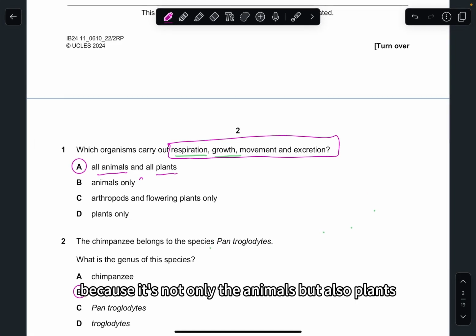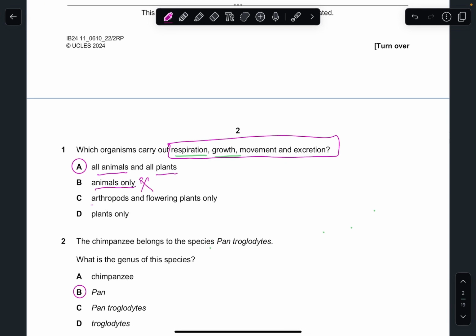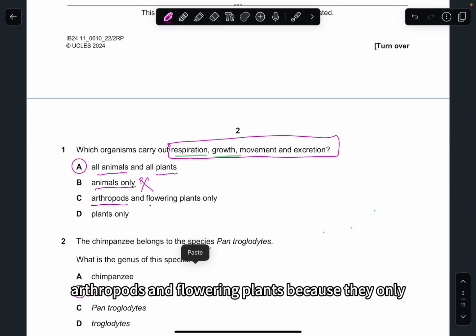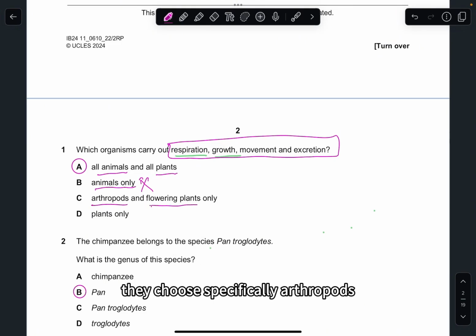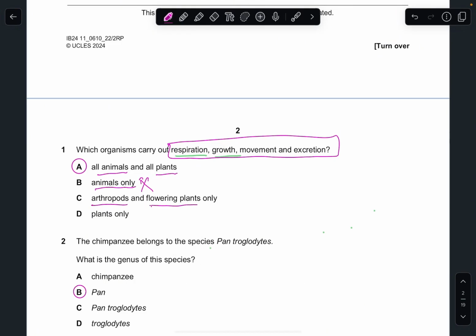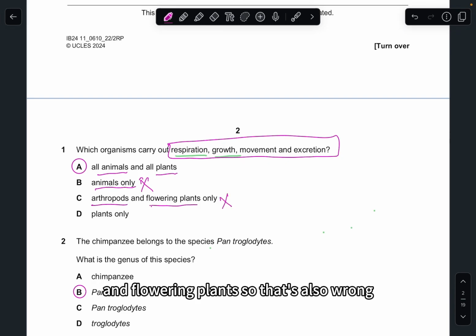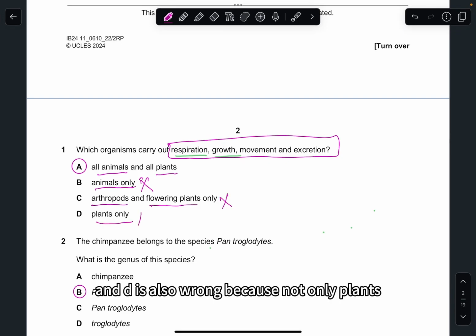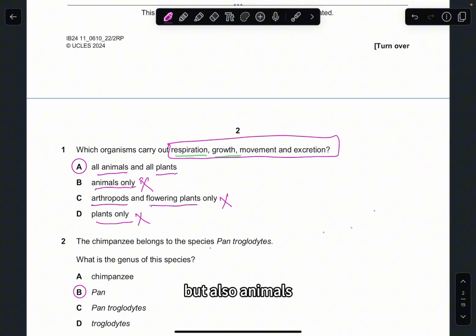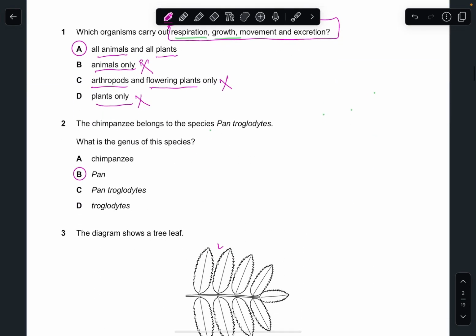We don't choose B because it's not only the animals but also plants. C is also wrong because it specifically says arthropods and flowering plants. And D is also wrong because it's not only plants but also animals.